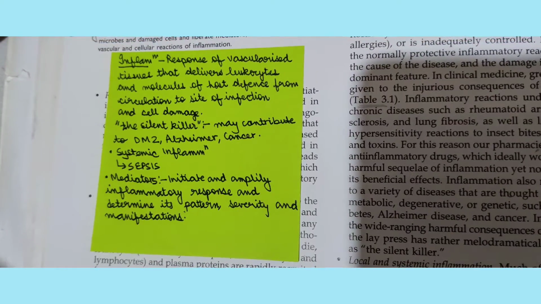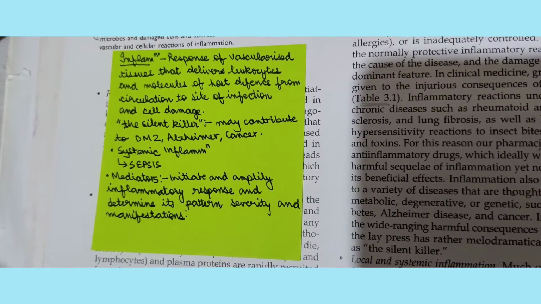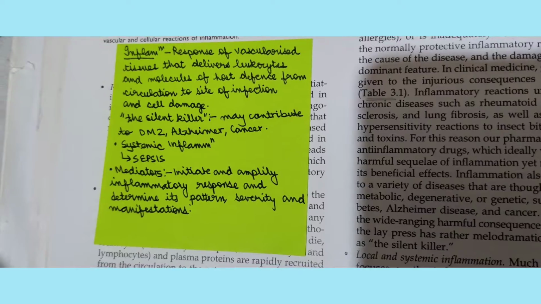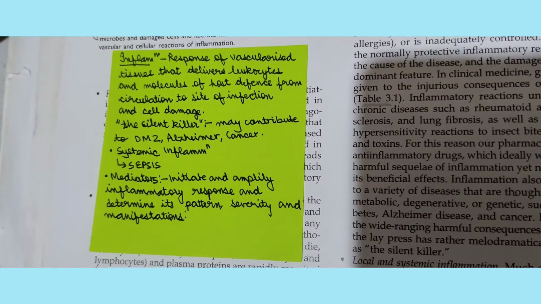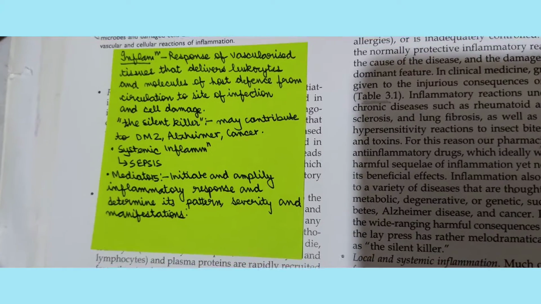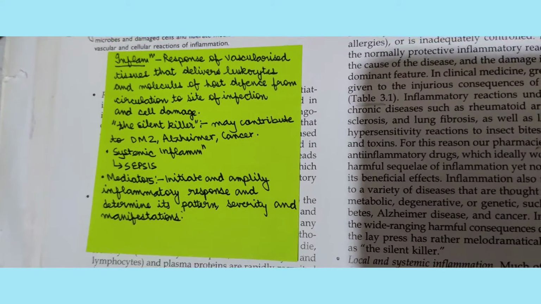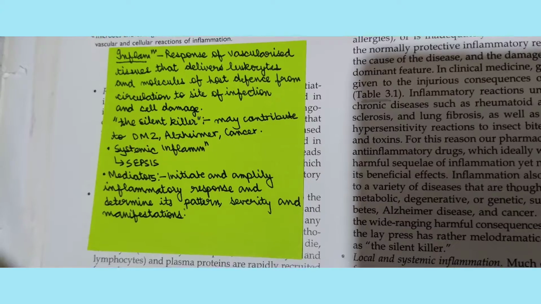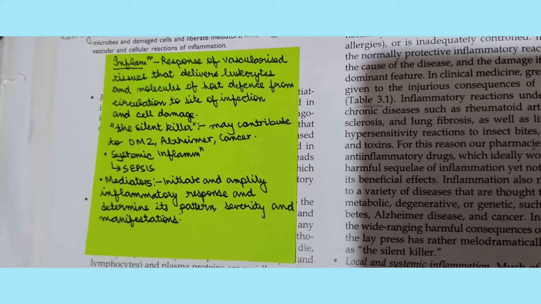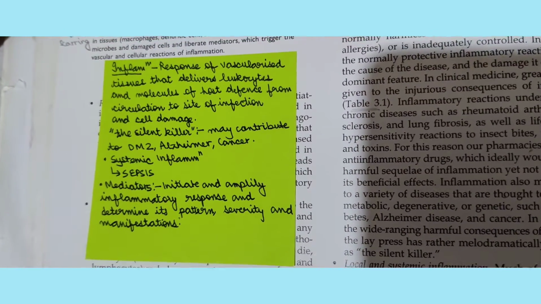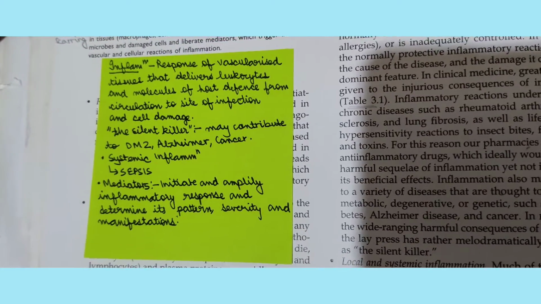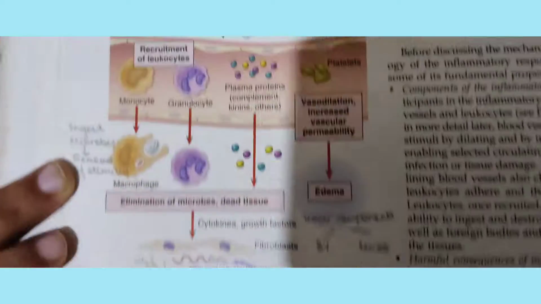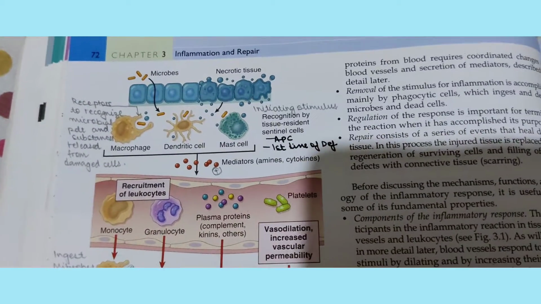Inflammation is a silent killer because it may contribute to diabetes mellitus type 2, Alzheimer's or cancer. Systemic inflammation is known as sepsis. And then, what are the mediators of inflammation? Mediators are compounds which can initiate or amplify the inflammatory response and determine its pattern, severity and manifestations. So now let's see the sequence in an inflammatory reaction.